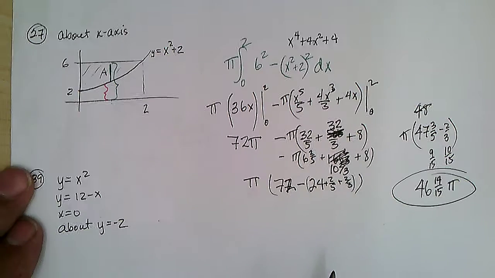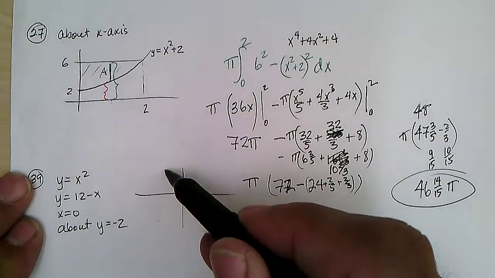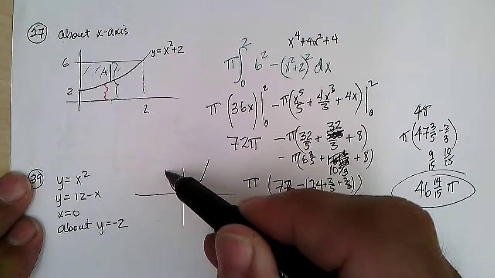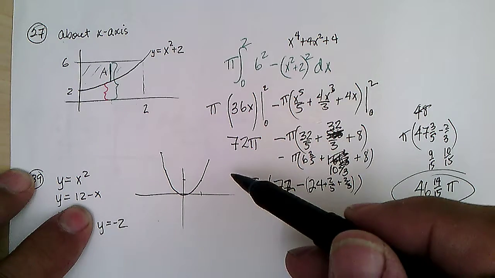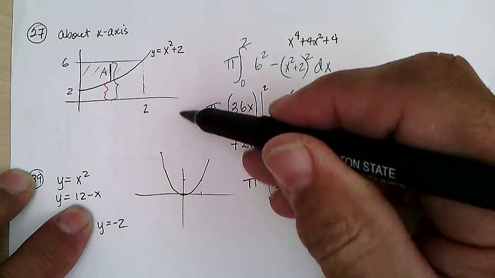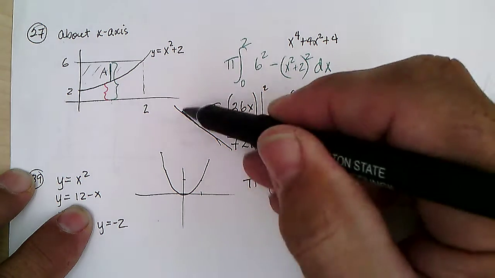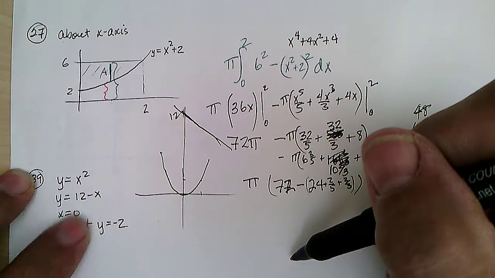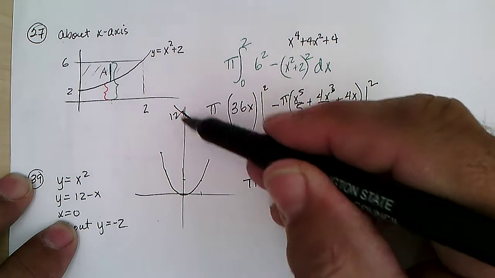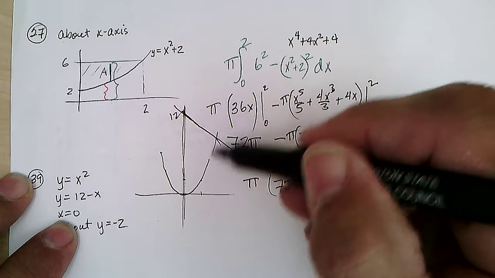Now we got to do y equals x squared. That's the simple parabola, 1, 1. And 12 minus x, so I got to go up to 12 and do minus x. So this crosses up here at 12. It's decreasing. And x equals 0 is this line. So we got this region here.